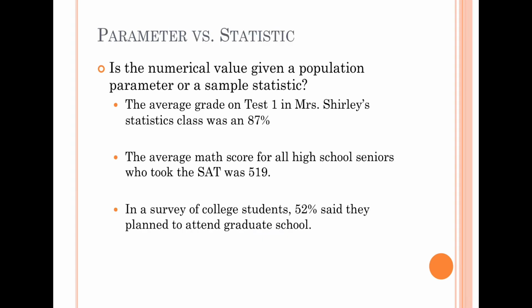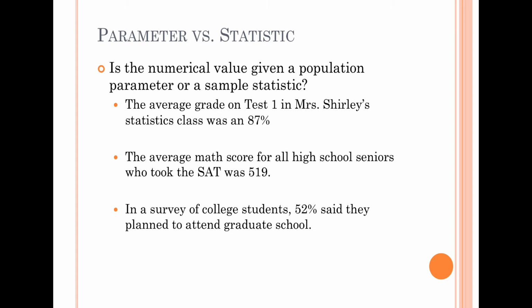When we hear statistics, it's also important for us to discern whether what we're being told is a population number, a population parameter, or a sample number. Are they just describing what people in a smaller group that's meant to represent the population, which would be a statistic? So, for example, here, the average grade on test 1 in Ms. Shirley's statistics class was an 87. Is that a population parameter or a sample statistic?